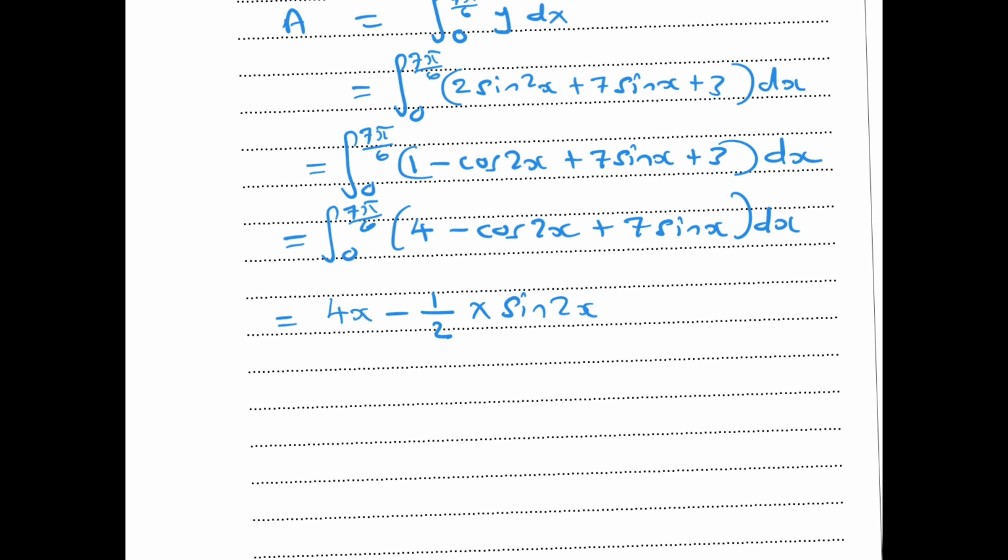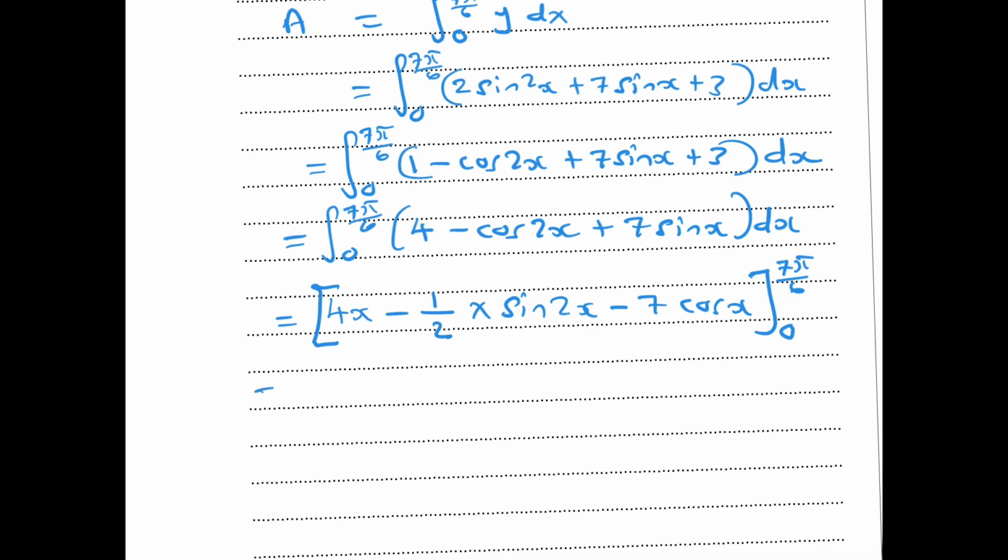Okay. And then, of course, the integral of 7 sine x here, we're going to get plus 7 cos, minus actually. We get negative 7 cos x. Remember, the integral of sine is actually negative cos x. Okay. So that's what we are having there. So, of course, we put our limits there from 0 to 7 pi over 6.